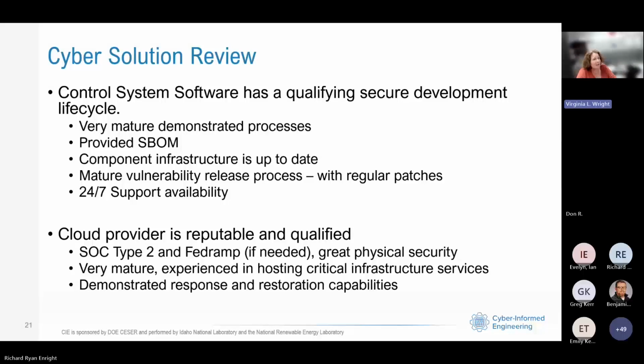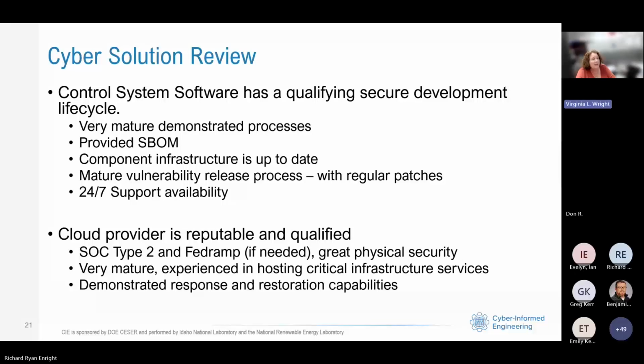First, we sent our cyber team out, and they went to the control system software vendor and discovered that they have a qualifying secure development lifecycle process. They are very mature. They did a build in front of us and allowed us to see how the software was made and maintained. They provided us a software bill of materials, and when our team investigated the components that were within the software, they found that the component infrastructure was up to date. They also demonstrated a mature vulnerability release process with regular patches and 24/7 support availability if we find a vulnerability or have an issue with the software.